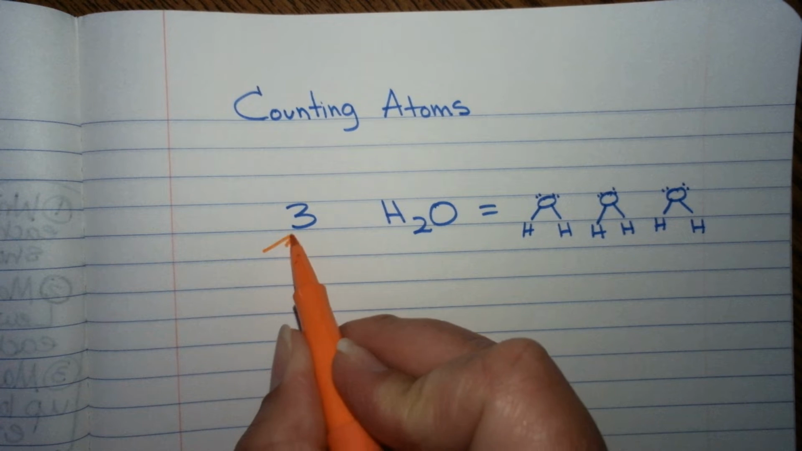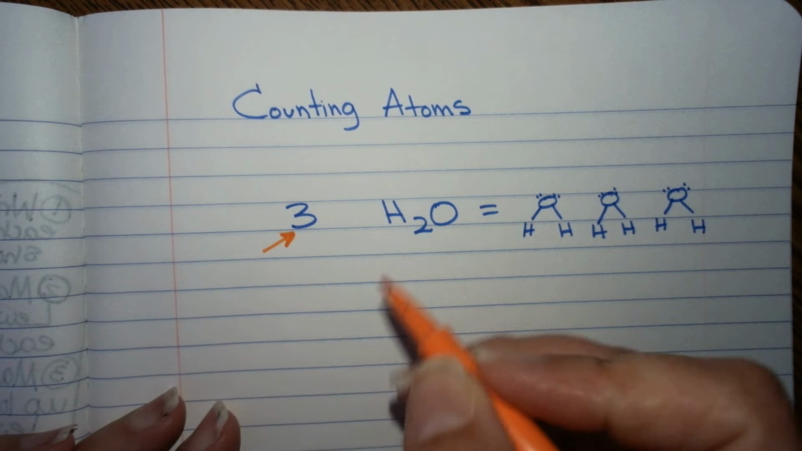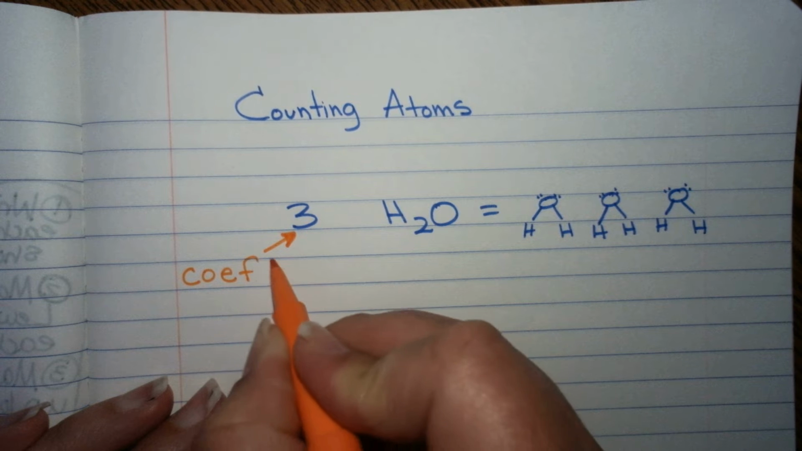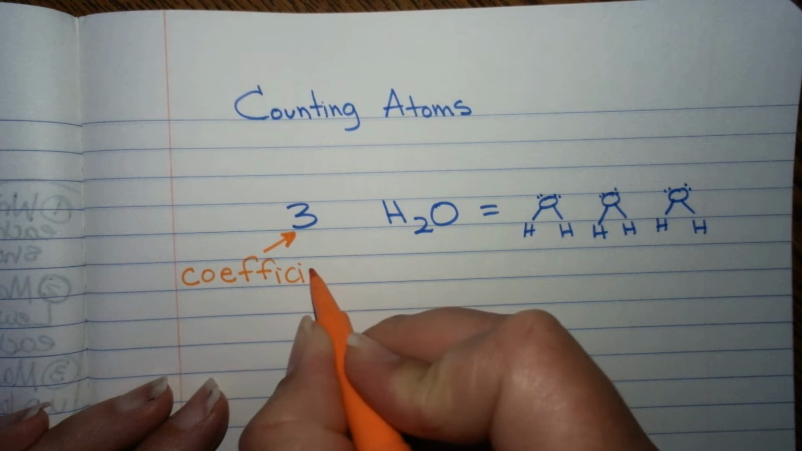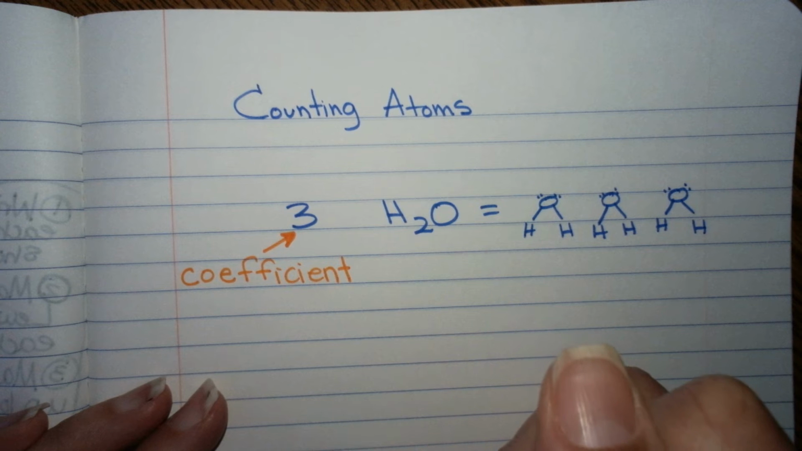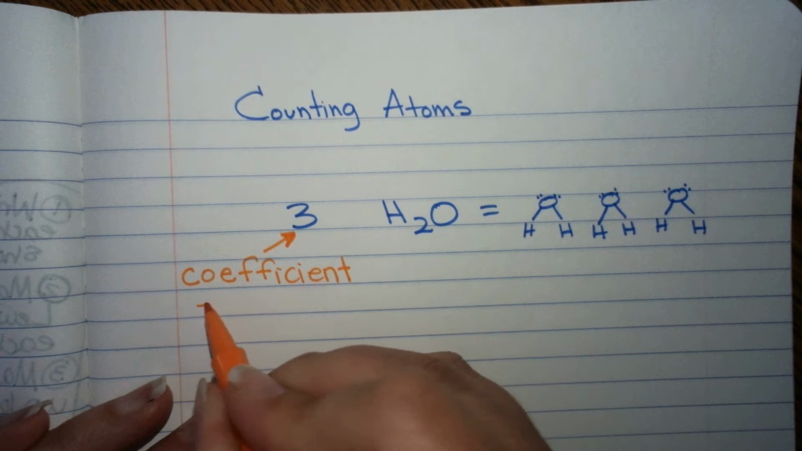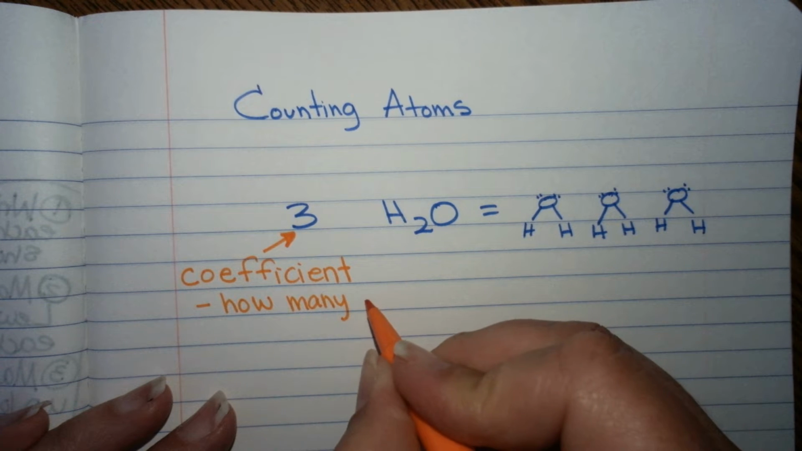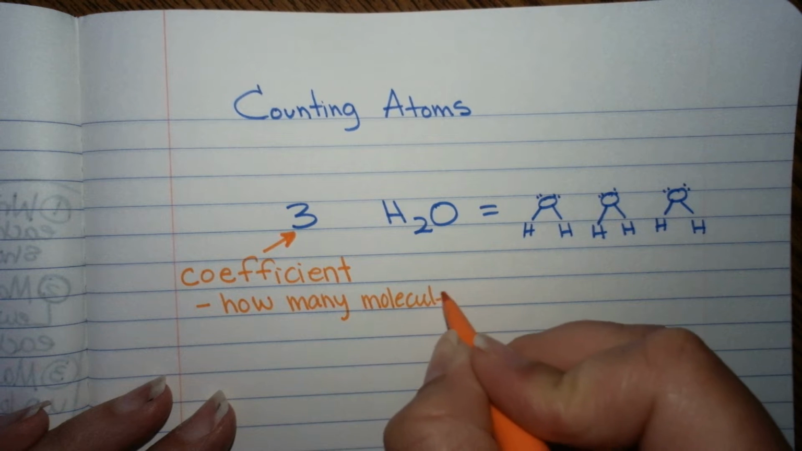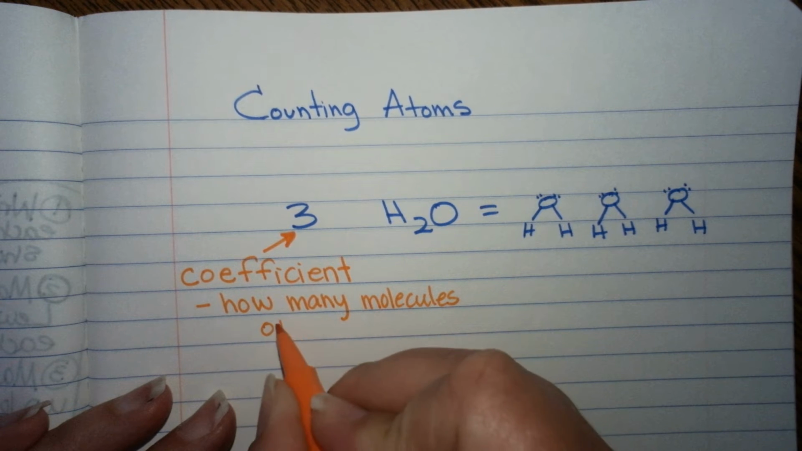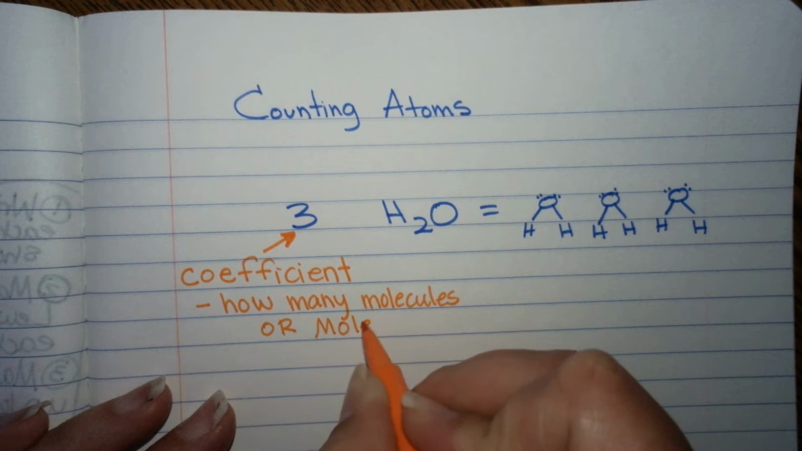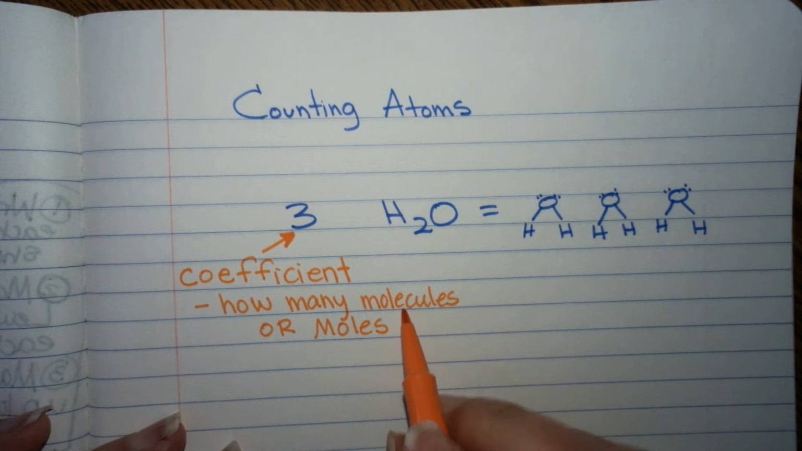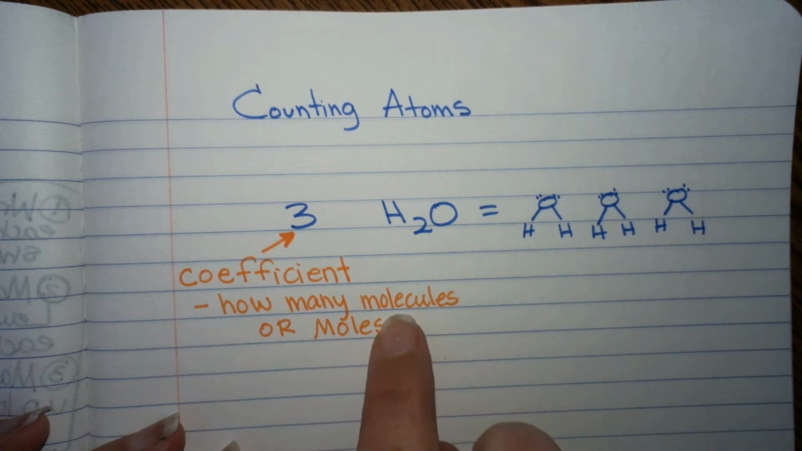What is this number called? This number is called a coefficient. The coefficient tells me how many molecules or moles of that molecule. We talked about that number, moles, a little while ago, but for our purposes, we're going to think about molecules for right now.